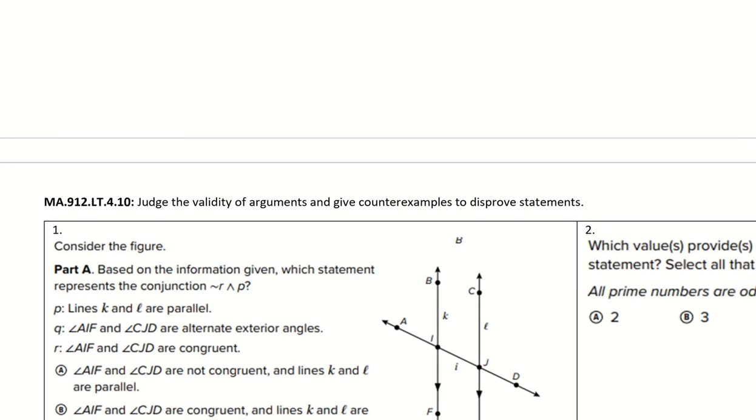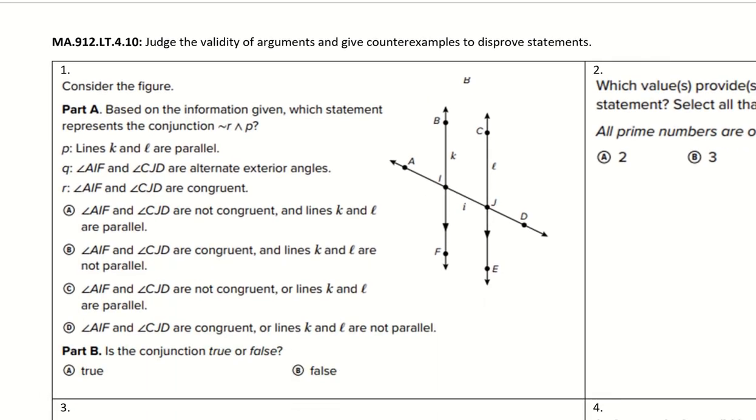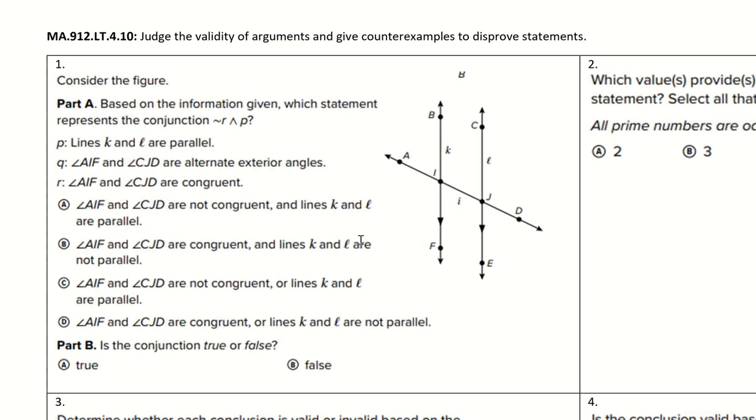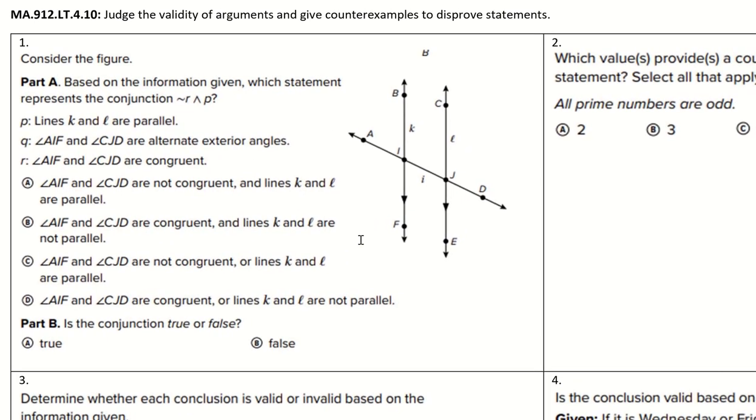And here we go. This is the last one. All right, so it's gonna be a shorter video than the rest. All right, consider the figure. Based on the information given, which statement represents the conjunction not R and P?